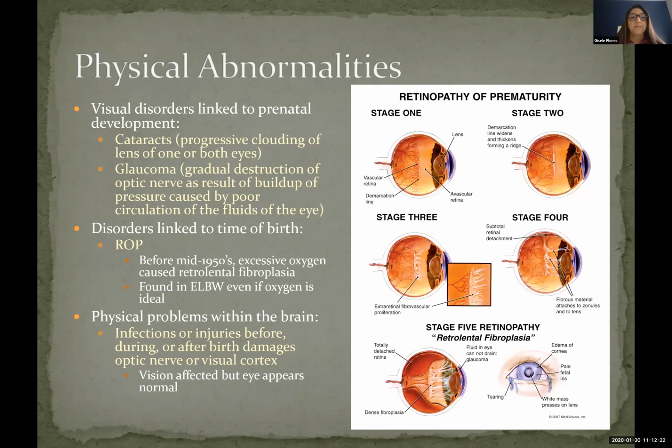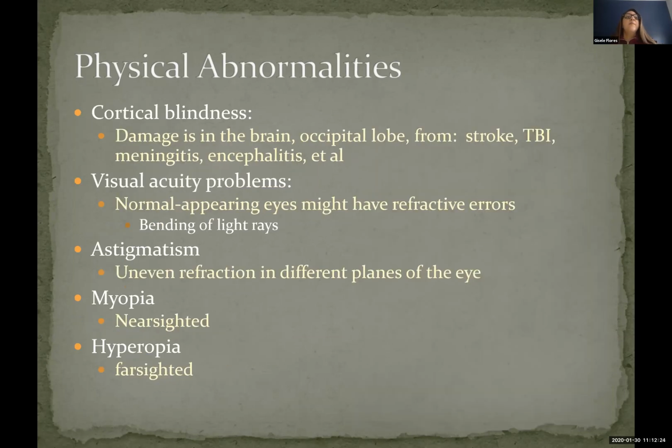Okay. All right. More physical abnormalities. So cortical blindness. I think I spoke to you all about the child I worked with who had been abused, had been shaken. And so when he was shaken, he actually had the alignment from his eyes to his brain cut.